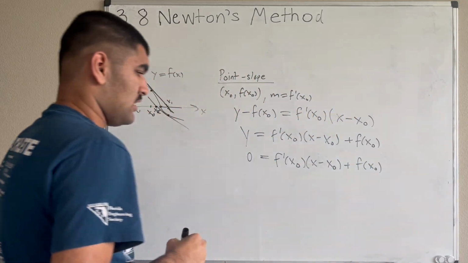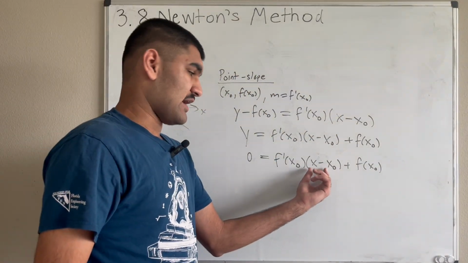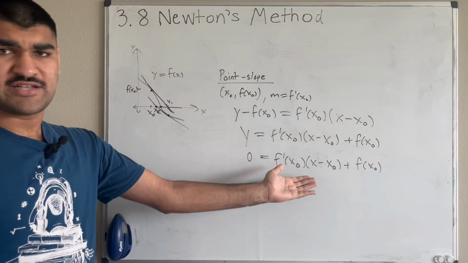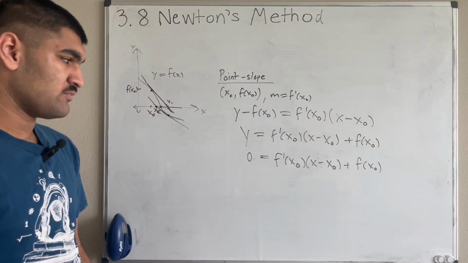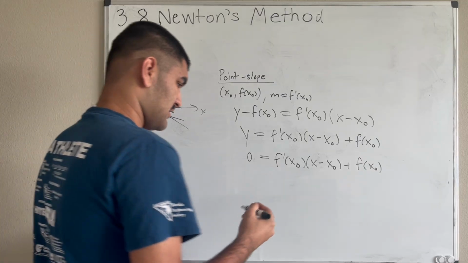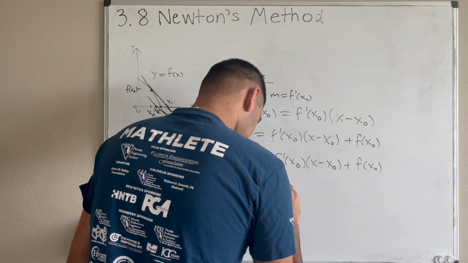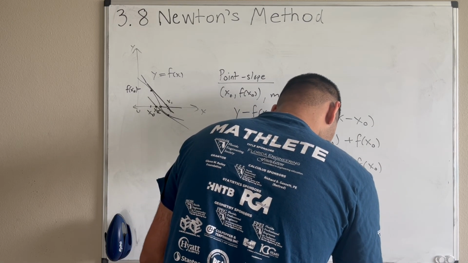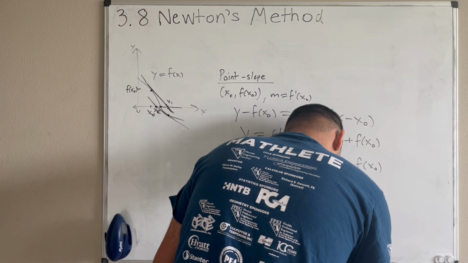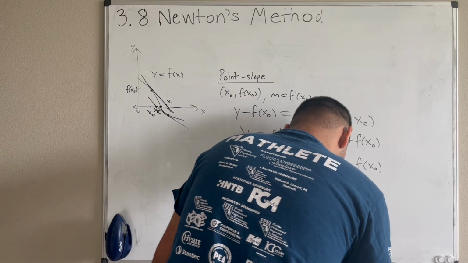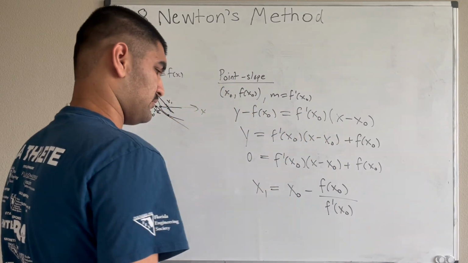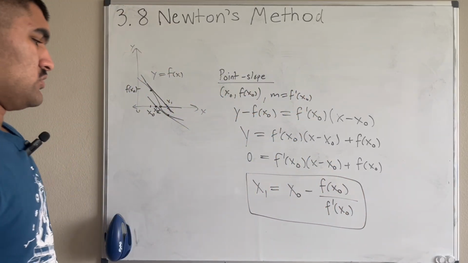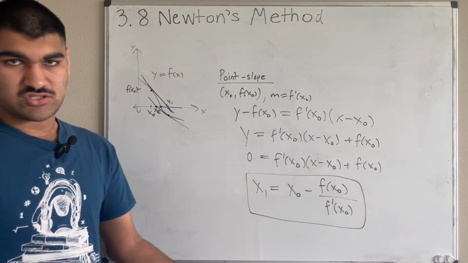Okay? And so now we're trying to solve for x, because that is, in this case, our x-intercept, right? That's our 0. That's our x1. So let's go ahead and solve for x. And if you do that, you should get that x is equal to x naught minus f of x naught over f prime of x naught. Okay, and so this is our x1, right? So that's how you find x1 given x naught.